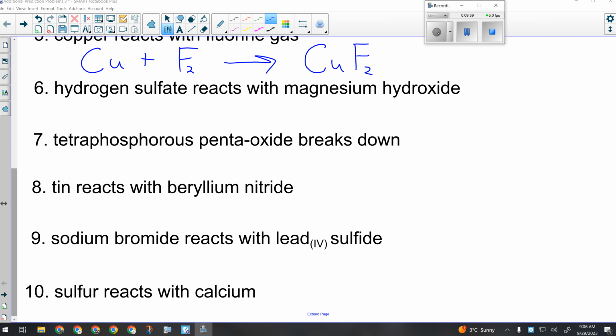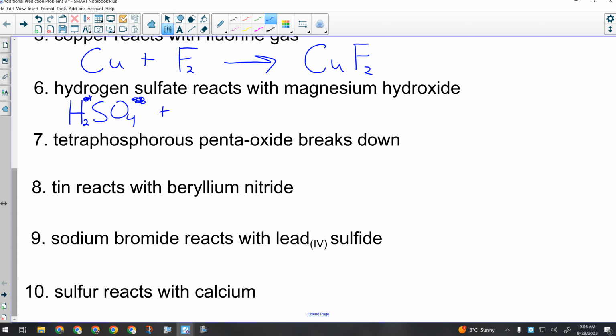For number 6, we have hydrogen sulfate. So H with SO4, definitely an ionic compound. Hydrogen's acting as the metal, and it has a charge of +1. Sulfate has a charge of -2, so when I drop and swap, I'm going to get H2SO4. And that is going to react with magnesium hydroxide. Mg 2+, hydroxide 1-, so I'm going to need brackets around that with a 2 outside of them.